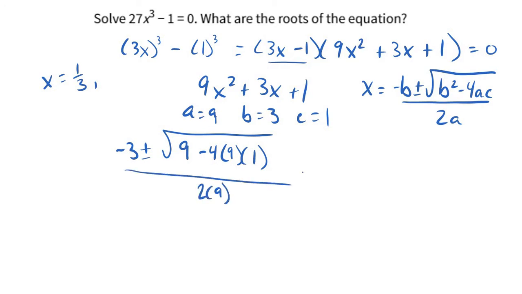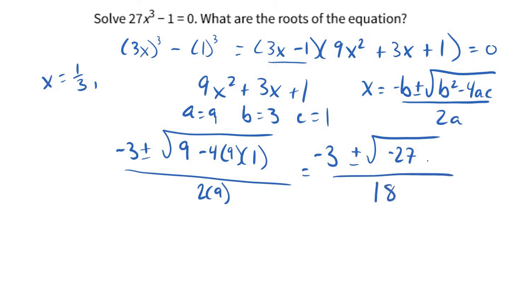So 2 times 9. Okay, let's simplify a little bit, see what we get. So square root, what do we got? 9 minus 4 times 9. 4 times 9 is 36. So 9 minus 36. What's that give us? Negative 27? All over 18.